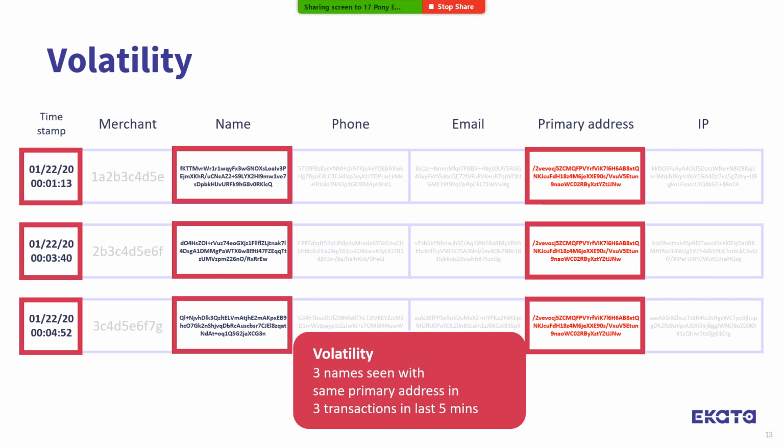So we look at all of these different permutations. So how many different phone numbers were with one email address, etc. And as you can see here, 3 names are seen with the same primary address and transactions in the last 5 minutes. That's not a super normal buying behavior. So that's something that we see as concerning. And once again, you can aggregate this all using all that hash data.